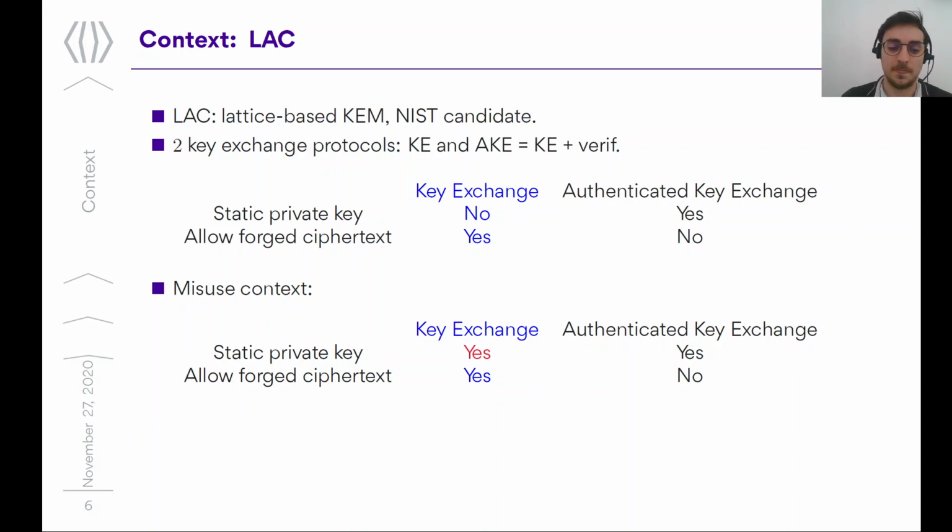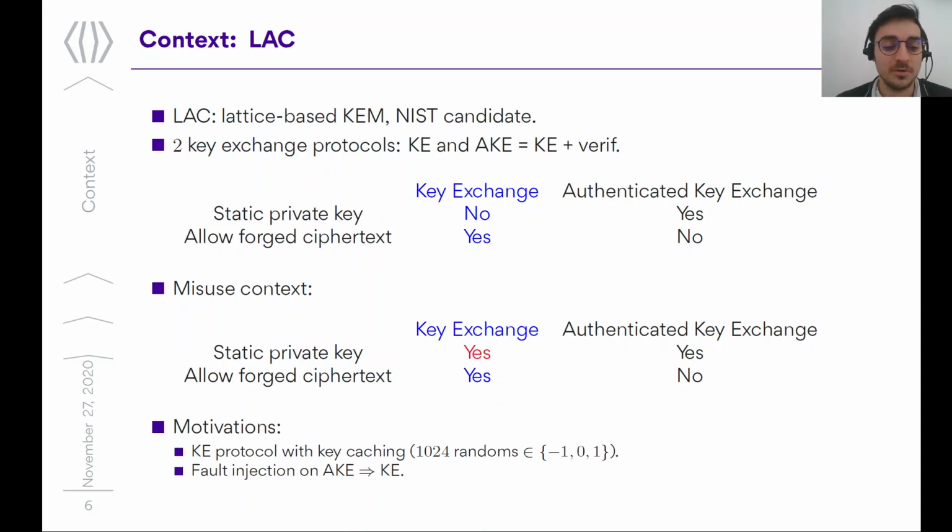So why do we want to study this misuse context? First, a server can implement a key exchange with a static private key without verification to gain internal performance. So we need to assess the security impact of this implementation, but it's a wrong implementation. And the most important motivation is in constrained devices. A fault injection can bypass the verification done in the authenticated key exchange. So if the verification is bypassed, we are in the case where Alice keeps a static private key for several key exchanges, and no verification is done on the ciphertext. So for these two reasons, we need to determine the resilience of LAC to this kind of attack.